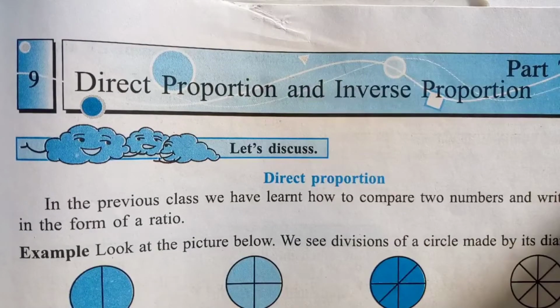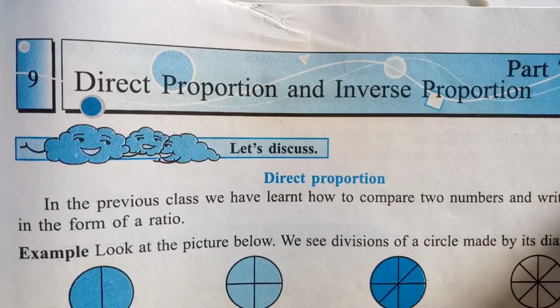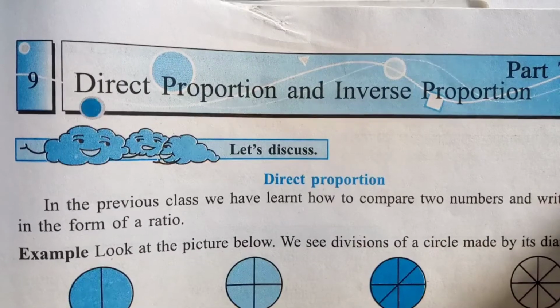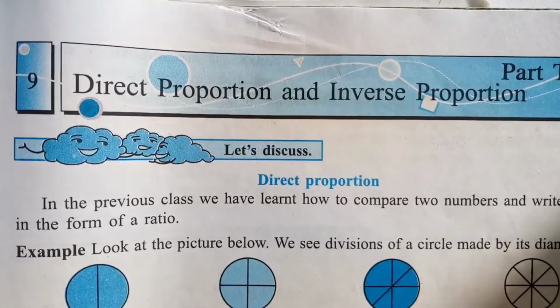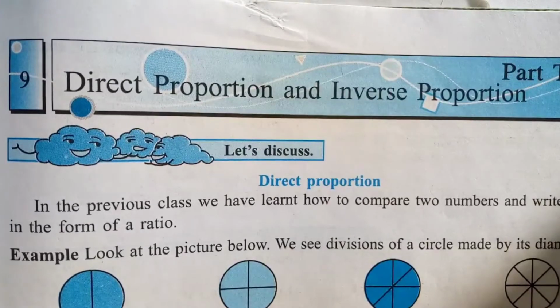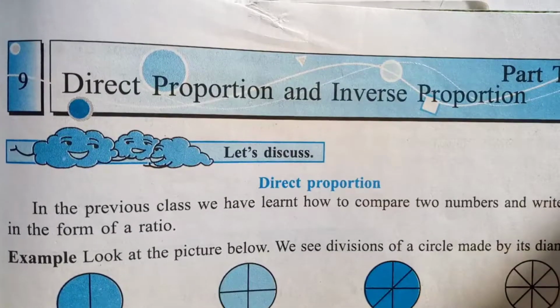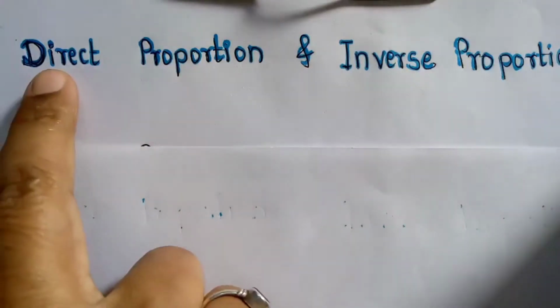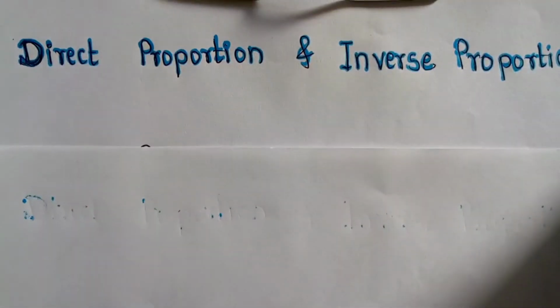In the first term of standard 7th we have finished 8 chapters. This is the 9th chapter, direct proportion and inverse proportion. The first 8 chapters were from part 1, and from the 9th chapter it starts part 2. Today we are going to start with a very important concept. This is a new and important concept for you.